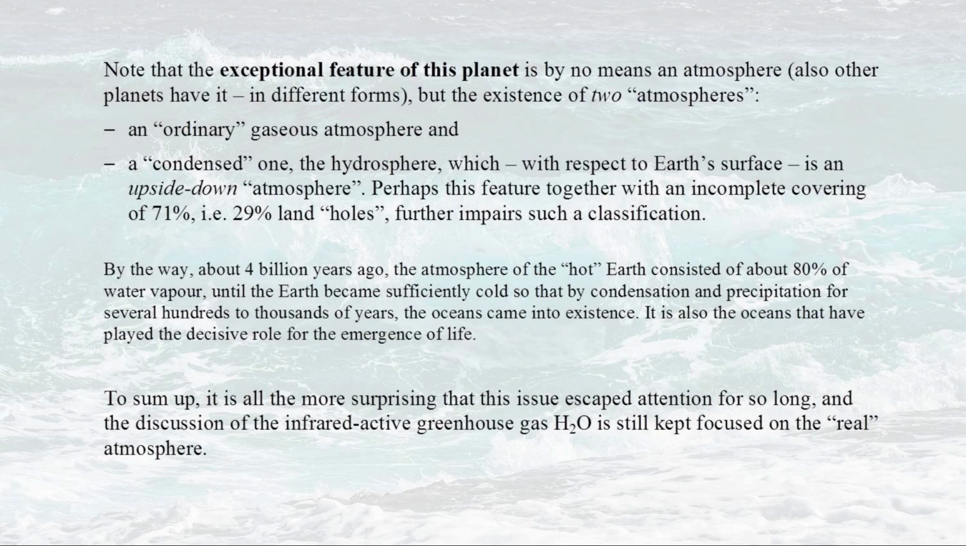By the way, about 4 billion years ago, the atmosphere of the hot Earth consisted of about 80% wet water vapor, until the Earth became sufficiently cold so that by condensation and precipitation for several hundreds to thousands of years, the oceans came into existence. It is also the oceans that have played the decisive role for the emergence of life. To sum up, it is all the more surprising that this issue escaped attention for so long, and the discussion of the infrared active greenhouse gas dihydrogen oxide is still kept focused on the real atmosphere.